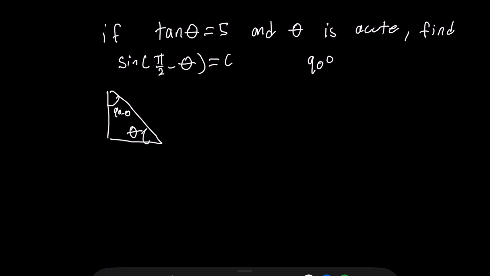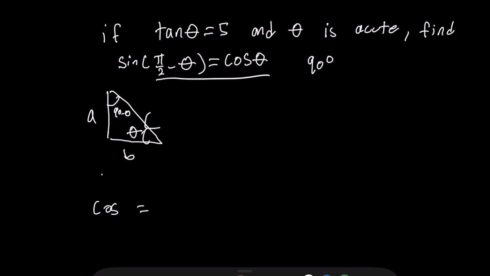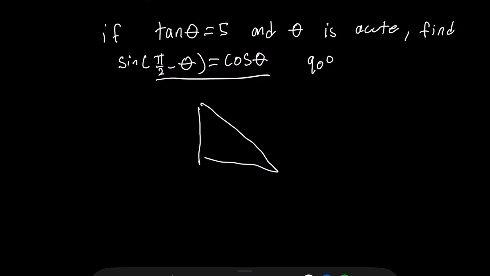So, boom. Because if you think about it, if I say ABC, if I say sine 90 minus theta, that's just S is equal to B over C, right? But cosine theta is just also B over C. So this guy is just cosine theta. Anyway, back to the problem.